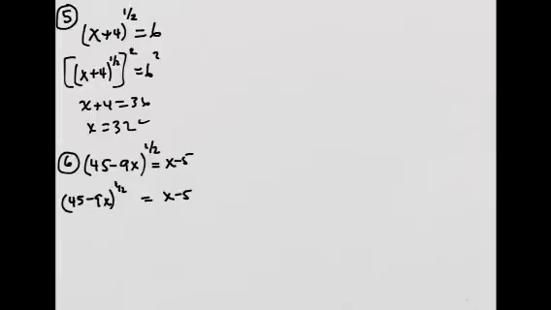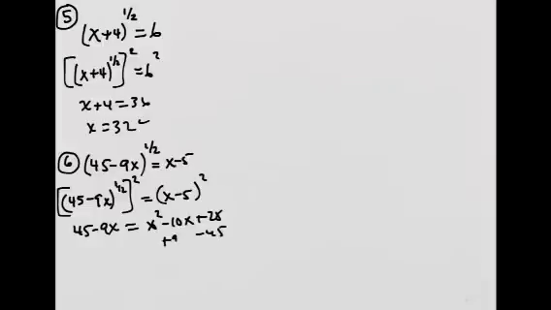Okay, so number 6, same thing, we're going to raise both sides to the second power to get rid of that 1/2, and don't forget parentheses on the right side. So on the left you get 45 minus 9x, on the right side you get x squared minus 10x plus 25. Okay, we're going to subtract 45 and we're going to add 9x to get rid of them on the left side. So now we have 0 equals x squared minus x and then minus 20.